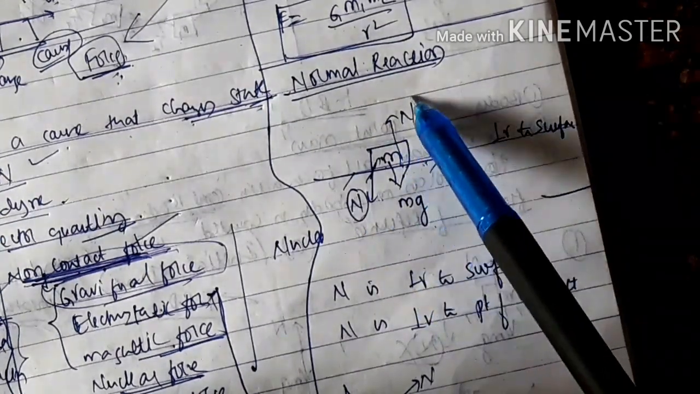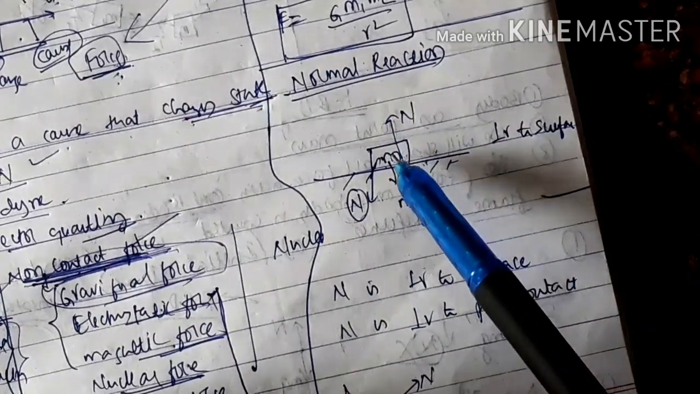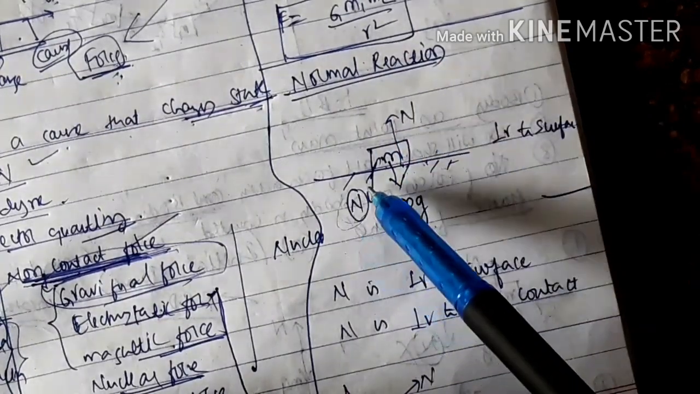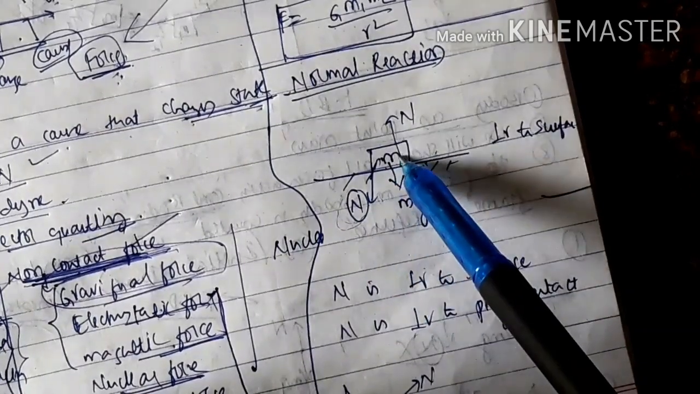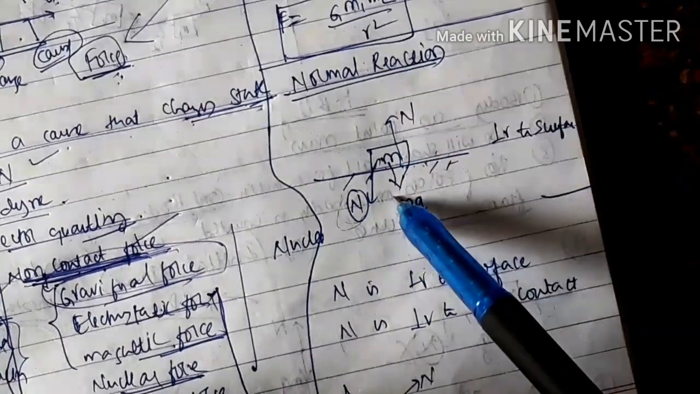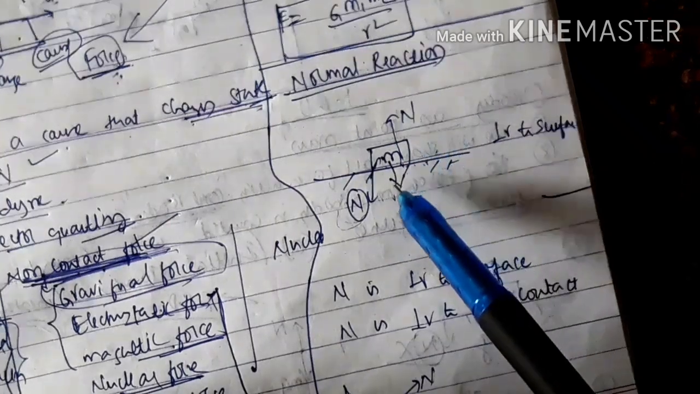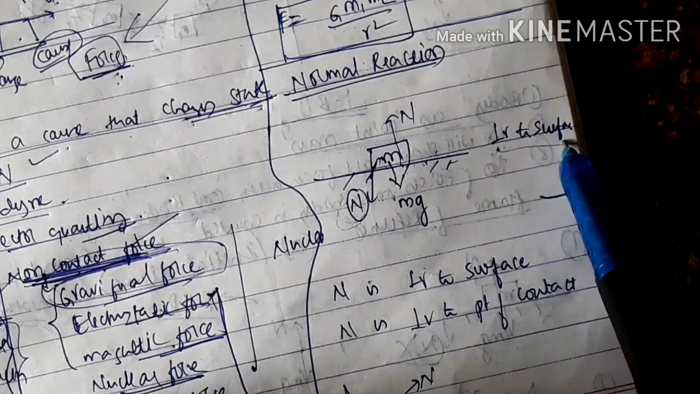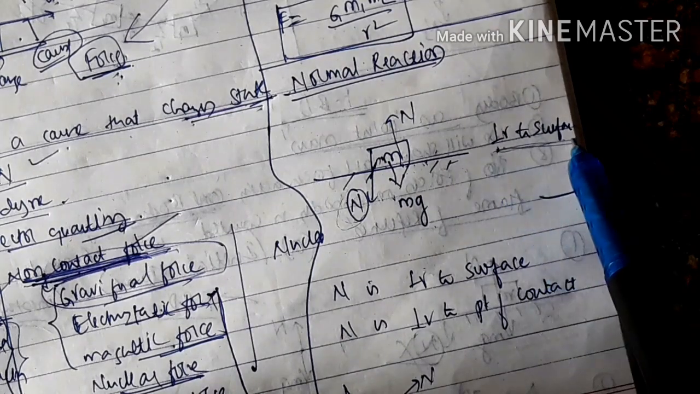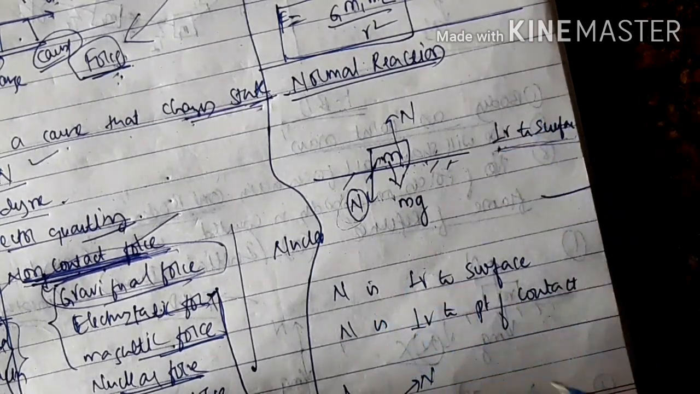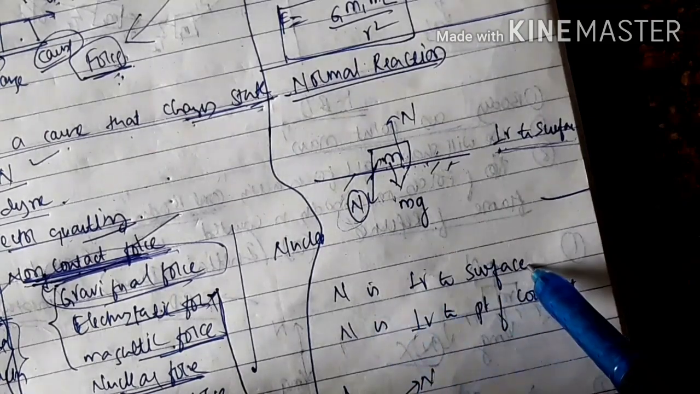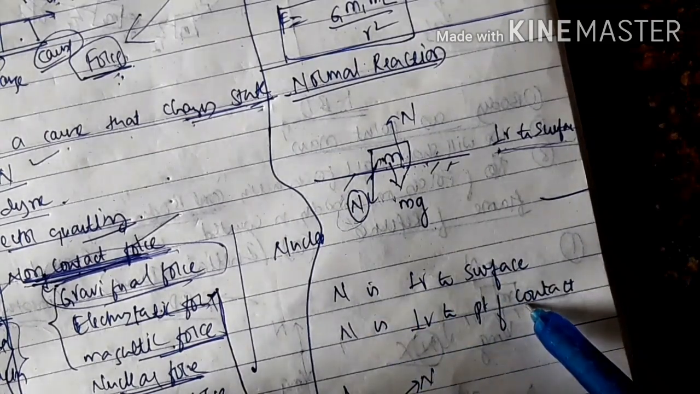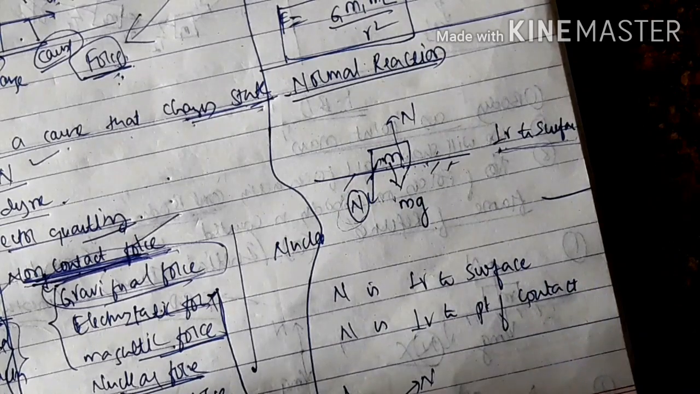This N is for what? This N is due to the surface exerted on the body. So normal reaction always comes into picture perpendicular to the surface. So where does normal reaction always act? It acts perpendicular to the surface. Normal reaction is perpendicular to the surface, or we say perpendicular to the point of contact. Okay, let's take one more example of this.